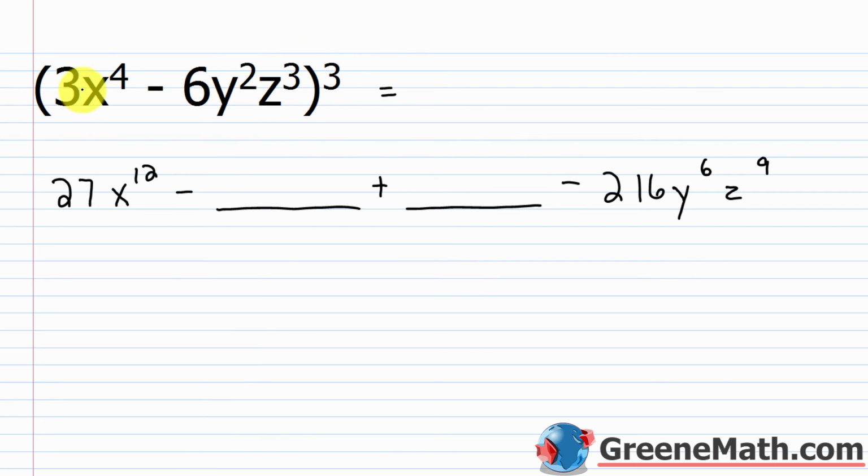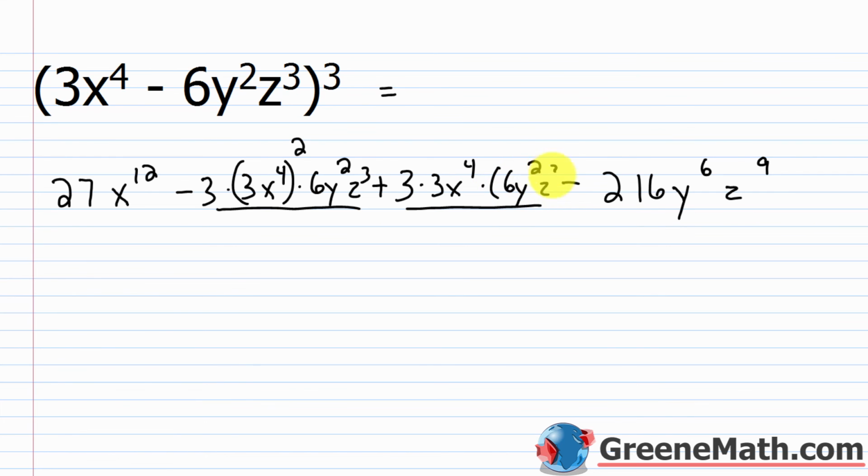Again, 3 times this with one of them squared in each case. So let me write 3 times 3x to the fourth power times 6y squared z cubed. Now, in this case, I'm going to square this first one. So let me square this one, but this one won't be squared. In the second case, I'm going to square this one, but this one won't be squared. So 3 times 3x to the fourth power, won't be squared, times 6y squared z cubed, and that will be squared. All right, so let's start out with what we know.